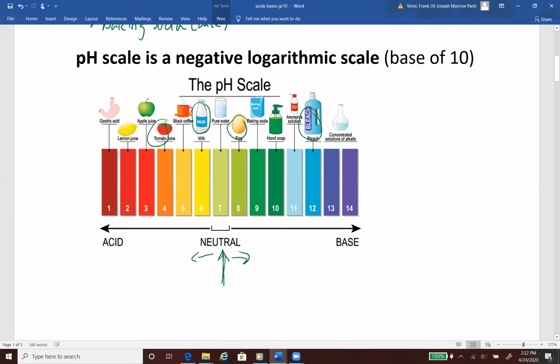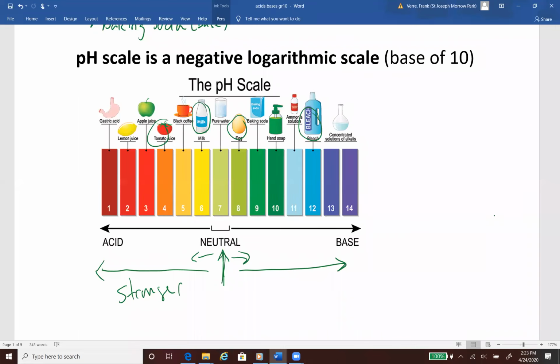The scale, not only does it tell you if it's acidic or basic, it also tells you the relative strength. So for example, as we go this way, the acid actually gets stronger. And as we go this way, the base gets stronger. Okay, so in other words, as we move away from 7 in either direction, the solution becomes either a stronger acid if it goes down away from 7, right? 7, 6, 5, 4, 3, all the way down. It becomes a stronger acid. And as we go up the scale, it becomes a stronger base.